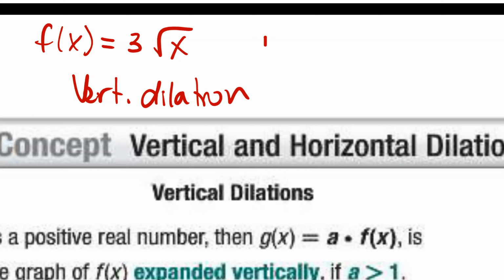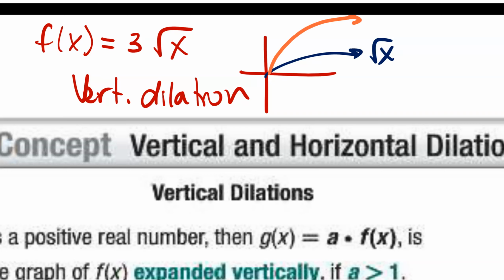Let me show what that looks like. Used to be square root x. Oops, hold on, that's not right. This is what root x would look like. Our new root x would be something like that, because it's literally being multiplied by 3. Every single point is now 3 times higher. This is not exactly correct, but similar to that. Okay, vertical dilation.